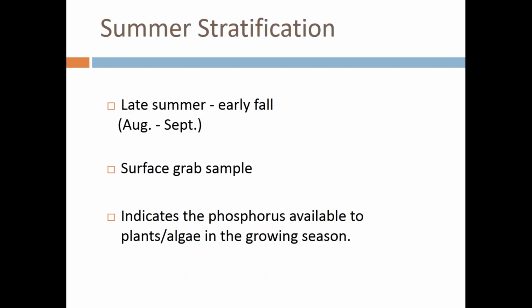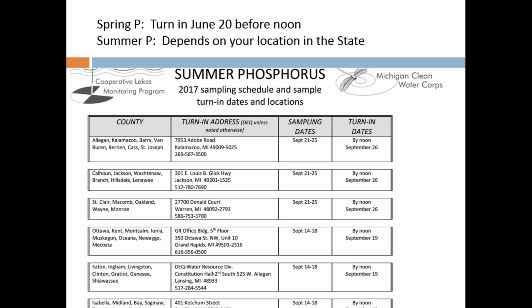In the summer, it's different. Many lakes stratify, which means they're forming separate layers, and the phosphorus you have at the surface will be different than the phosphorus you have at the bottom. We are just grabbing the surface sample, and what that indicates is the amount of phosphorus available to the plants and the algae, which is typically going to grow in the top of a lake because that's where the light is. So in the summer, that's what you're getting for your total phosphorus measurement.